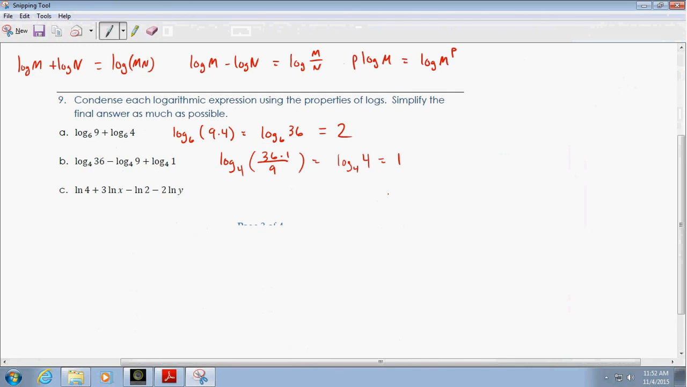Anything positive goes on the top, anything negative goes on the bottom. And they're all multiplied, right? So anything positive is multiplied on the top, anything negative is multiplied on the bottom. All right, what about on the bottom? Be careful that 3 is on the outside, right? So we need to start by using our power rule. So ln 4 plus ln x cubed minus ln 2 minus ln y squared. Always make sure you don't have any coefficient in front of your logs before you start combining them.